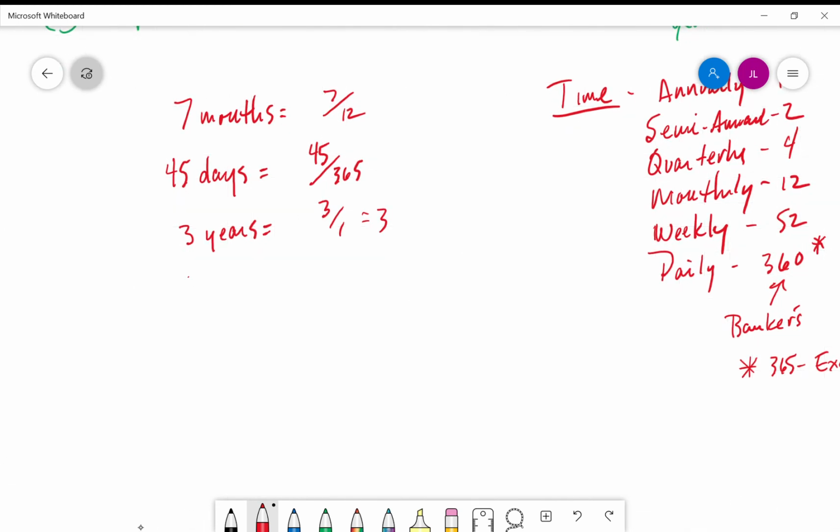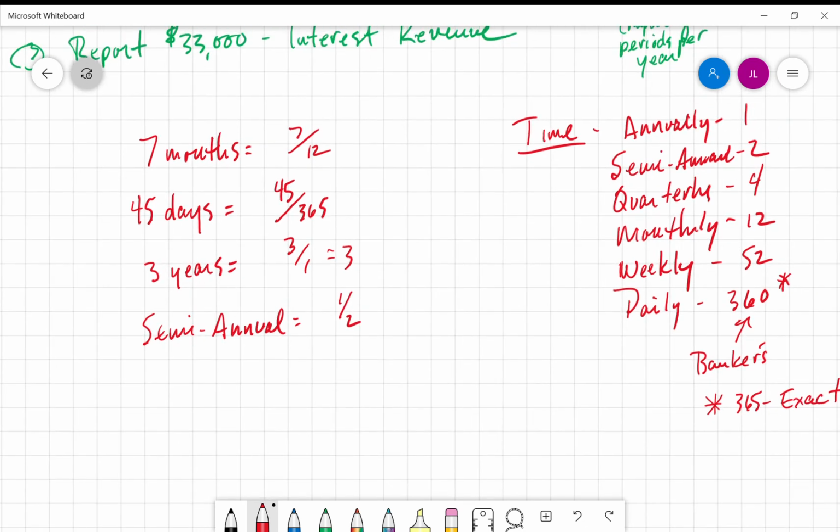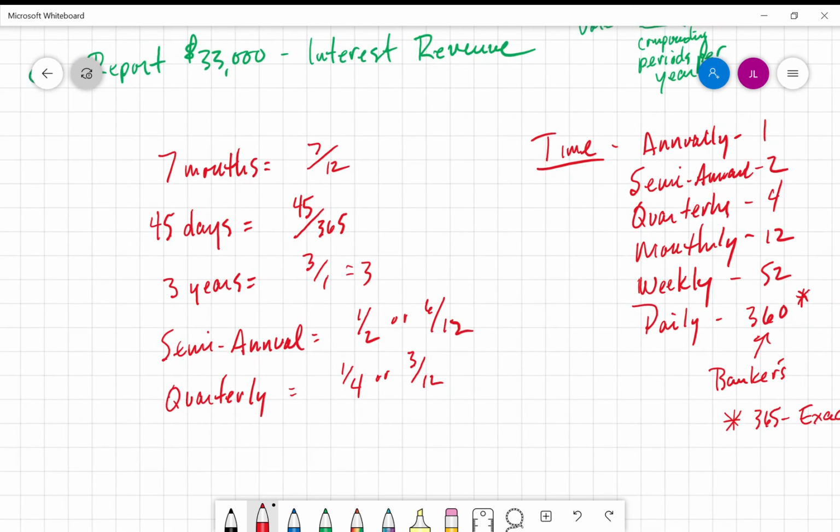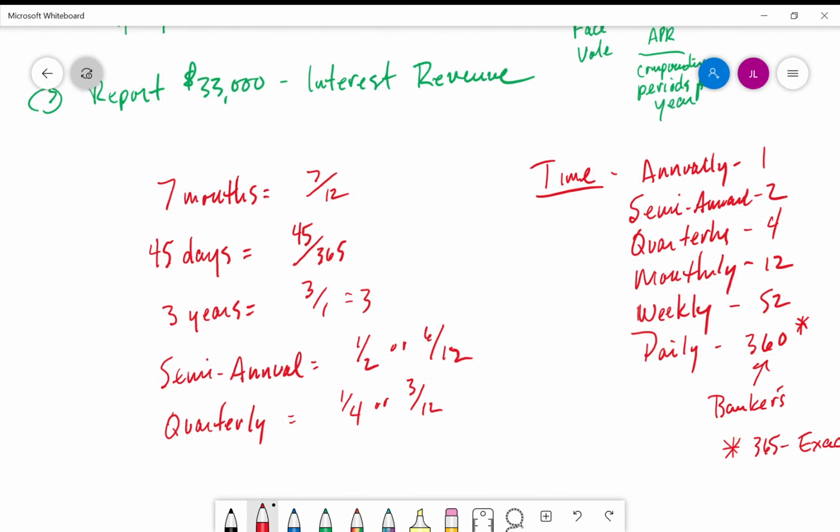If we do semi-annual, then it's twice per year, so 1/2. Quarterly, we'd have 1 over 4 or 3 over 12. This could also be 6 over 12. So remember, when we talk about time, it's relative to what we're looking at. Interest rates are always expressed in an annual or yearly format, but we do have to break down our time frames based on compounding periods per year.